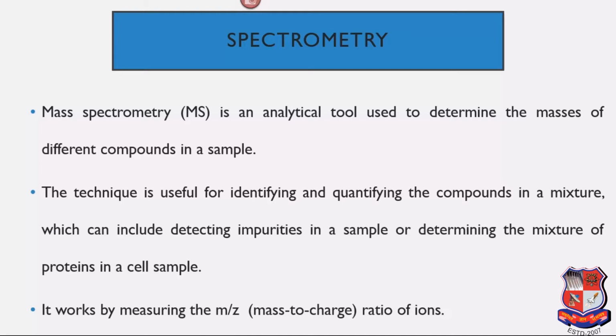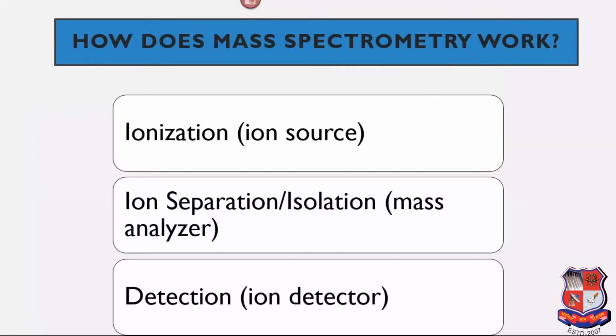This technique is useful for identifying and quantifying compounds in a mixture, which can include detecting impurities in a sample, or determining the mixture of proteins in a cell sample. It is also used for measuring the mass to charge ratio of ions.